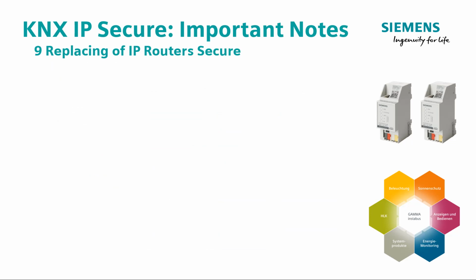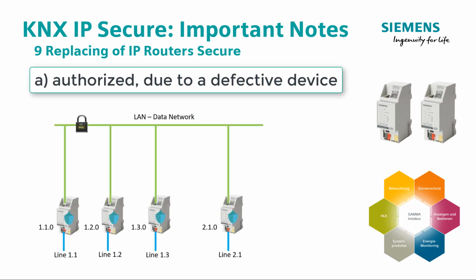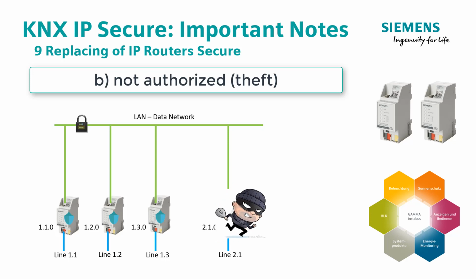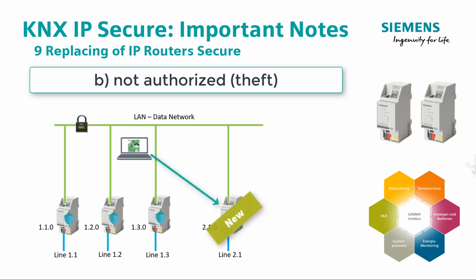9. Replacing an IP router secure. If an authorized exchange, replacement of a defective device occurs, only the exchange device must be commissioned. Only if a KNX IP router secure is replaced without authorization because it had been stolen, all KNX IP routers secure in the KNX installation must be commissioned again.